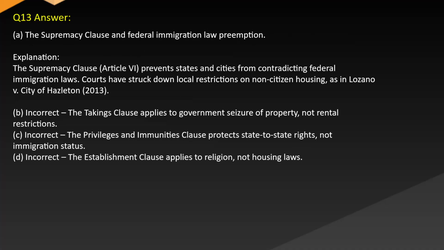Answer A. The Supremacy Clause and federal immigration law preemption. Explanation. The Supremacy Clause, Article VI, prevents states and cities from contradicting federal immigration laws. Courts have struck down local restrictions on non-citizen housing, as in Lozano v. City of Hazleton, 2013.